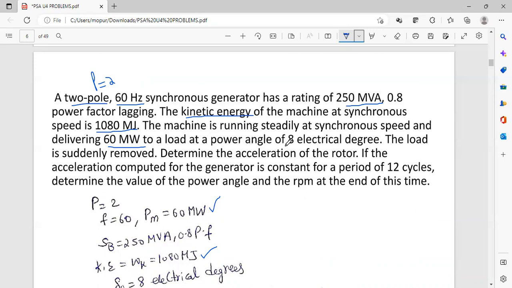The load has a power angle of 8 electrical degrees. This is del naught. Del naught is equal to 8 electrical degrees. The load is suddenly removed. Determine the acceleration. What is acceleration? Acceleration is d square del by dt square. This is the acceleration. So they are asking us to find the acceleration of the rotor. If the acceleration computed for the generator is constant for 12 cycles, determine the value of power angle del and RPM at the end of this time.